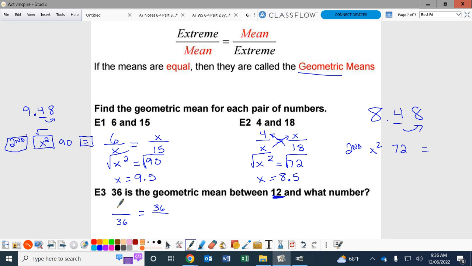12. First number is 12. What's the other number? X, because we don't know it. The two numbers that it's a geometric mean between are 12 and X. Okay? 12 and X. It really doesn't matter which spot you put them in, as long as they're the extremes. You get the same answer when you cross multiply.